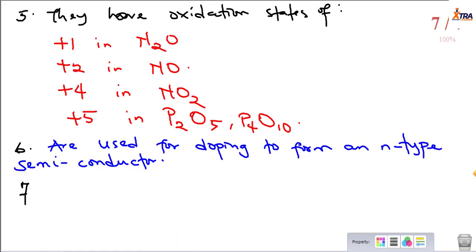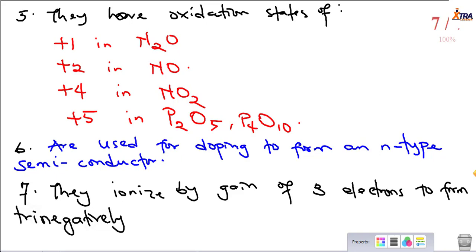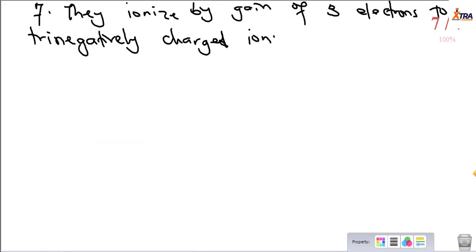How do they ionize? They ionize by gain of 3 electrons to form a tri-negatively charged ion. And how do we explain that? Please, let's take a look at this.